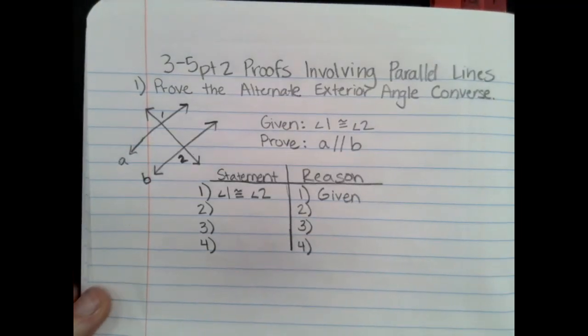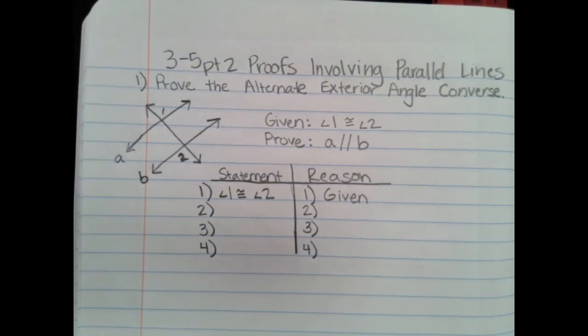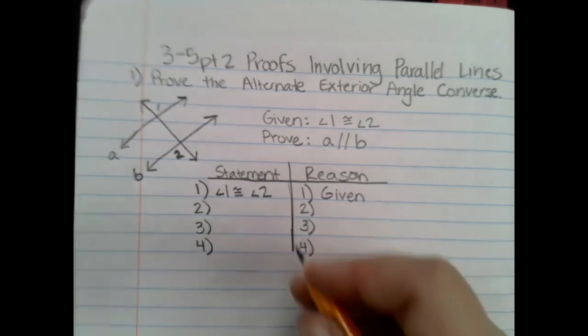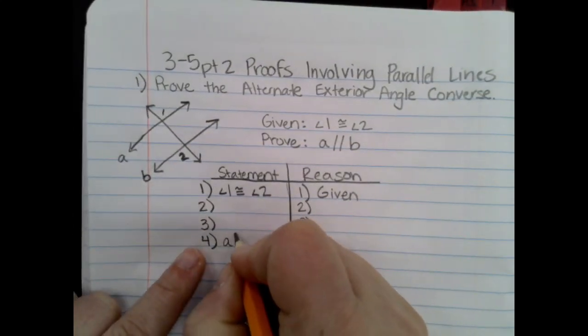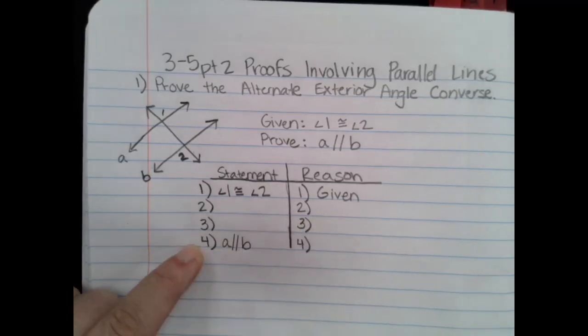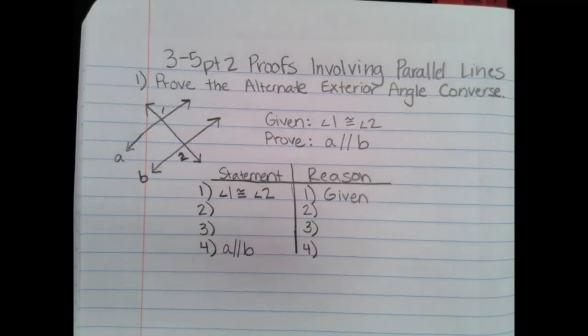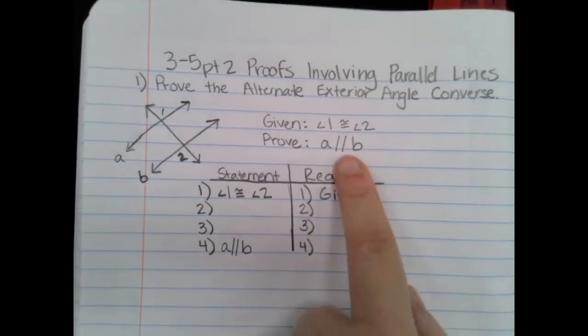Since we know it's 4 steps, what do we want to end this proof with? A is parallel to B. Nice, Rolena. We don't know the reason, but we do know that that's going to be our ending statement. That's what we're trying to prove.